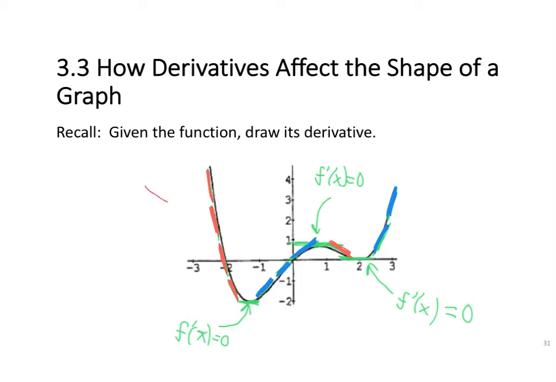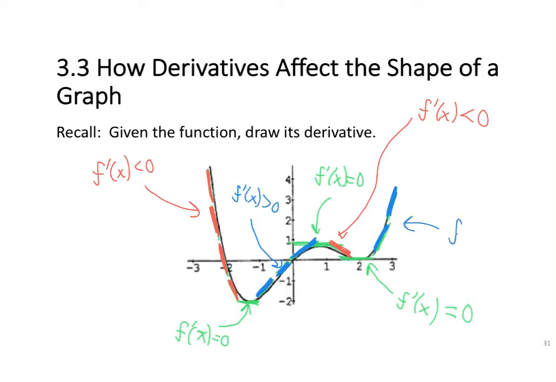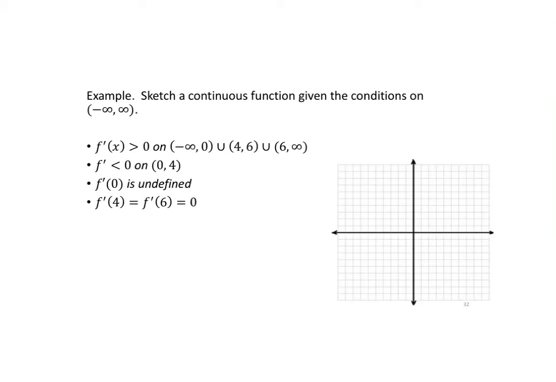So we notice over here f prime of x is negative, and same in this region, f prime of x is negative. And over here, f prime of x is positive, and same here, f prime of x is positive. We're going to use that information to figure out what we can about the graph of a function.